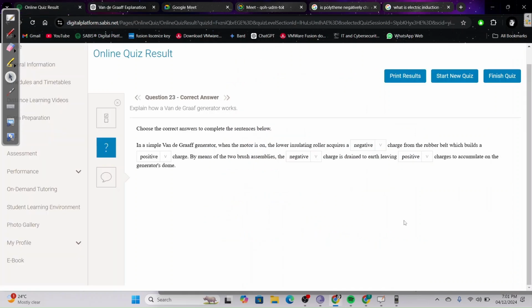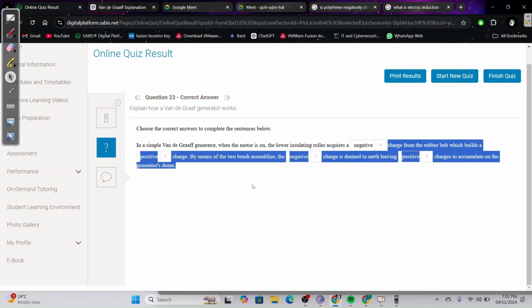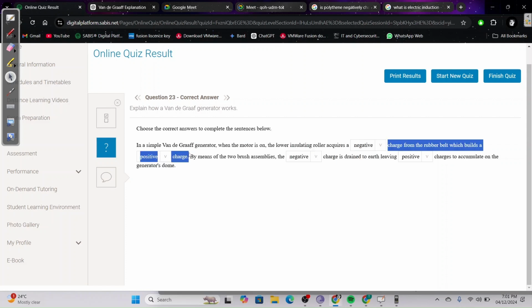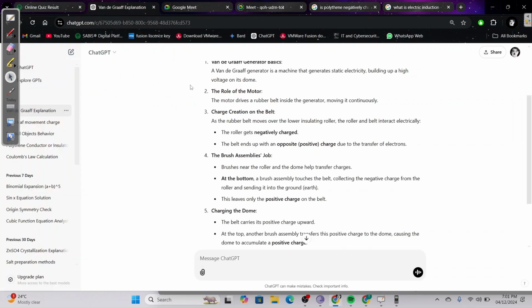This sentence is, from what I know, what confused people, because some people asked me to explain this sentence alone. And to be fair, I understand why, because it's saying the roller acquires a negative charge, which causes it to build a positive charge. Now, how does ChatGPT explain it?